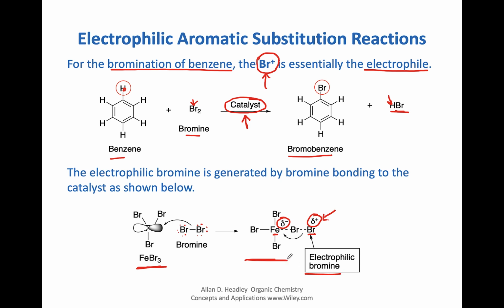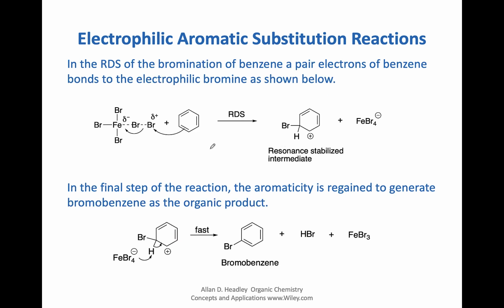So in this reaction, you really do not generate Br+ as a species existing by itself, but an electrophilic bromine that's bonded to the catalyst. So in the next step, as you can imagine, here are our two electrons, or any two from benzene, reacts with this electrophilic bromine. The electrons go over here to form FeBr4 negative and our resonance stabilized intermediate.